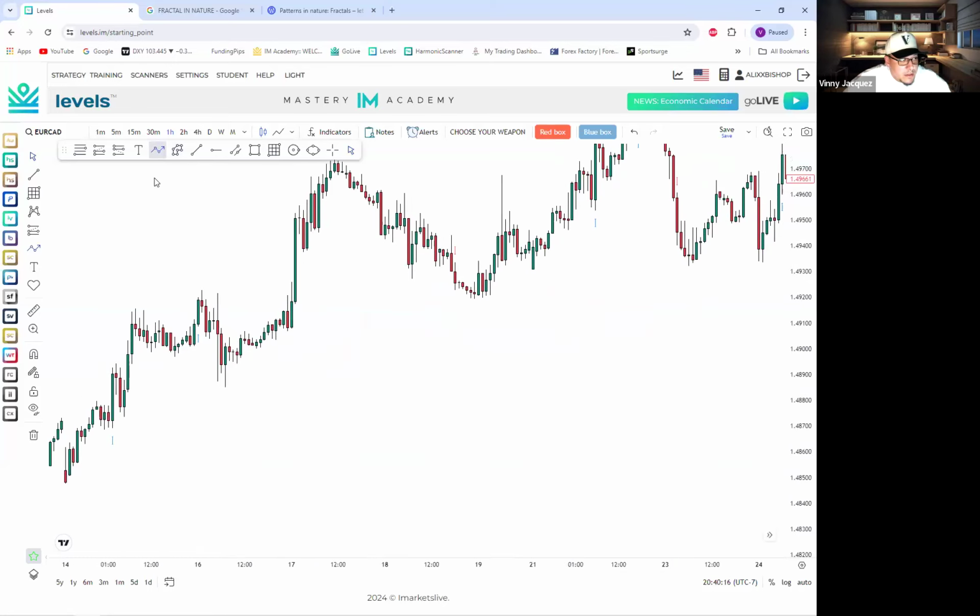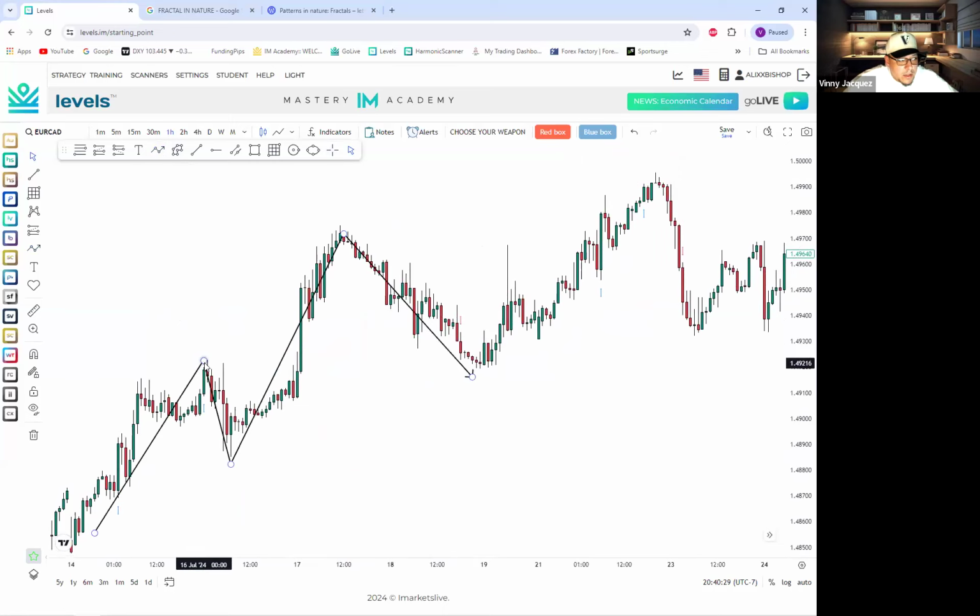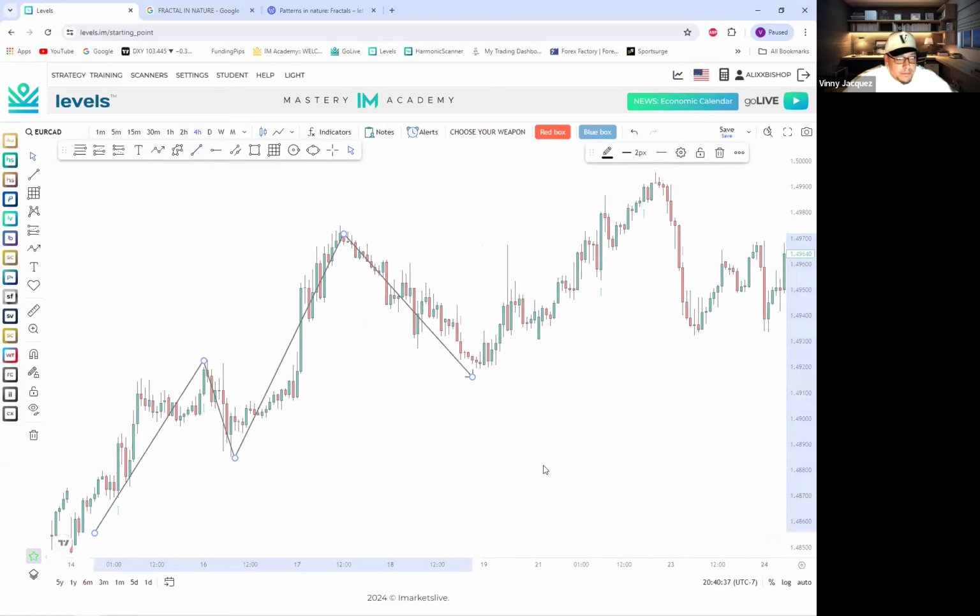Look at this, guys. We have a higher high and then a higher low. We have a higher high. We have a higher low. So let's go ahead and look at this market structure on a higher time frame. Right now, this is the 1 hour time frame. So let's jump up to the 4 hour time frame.